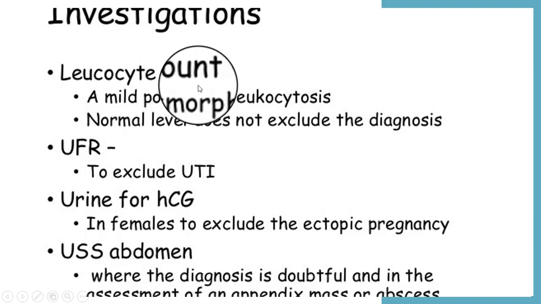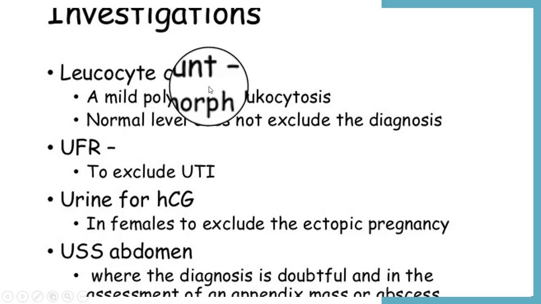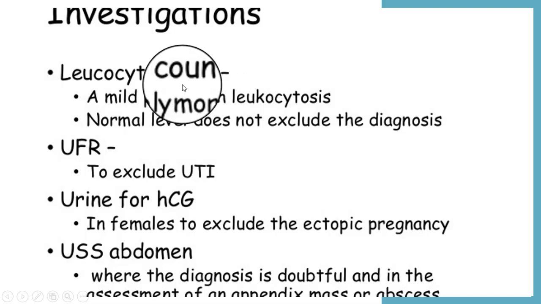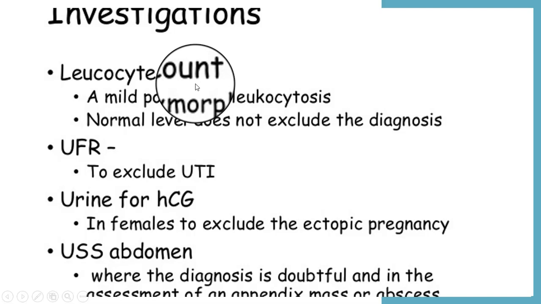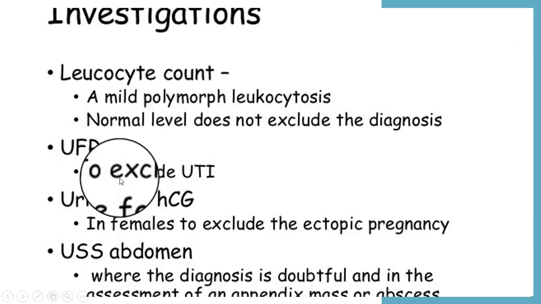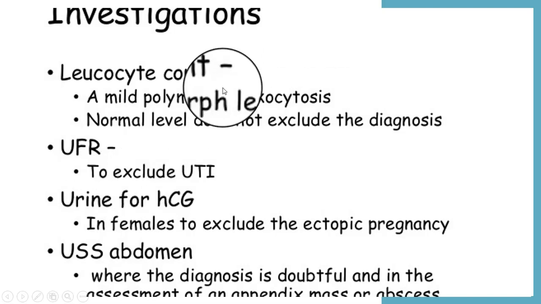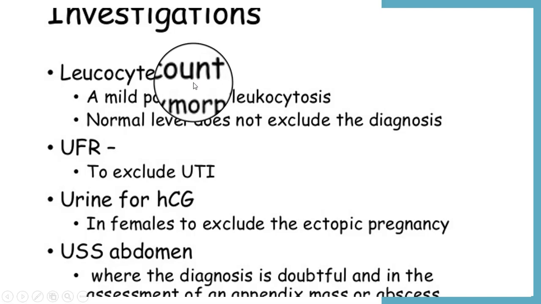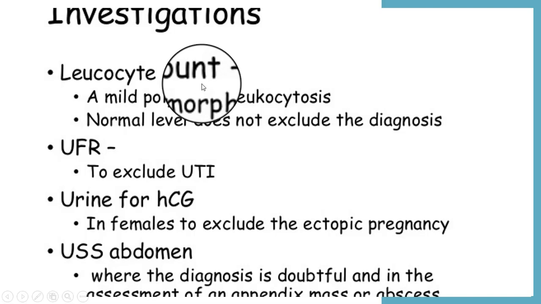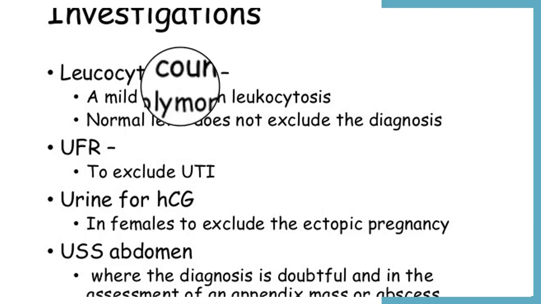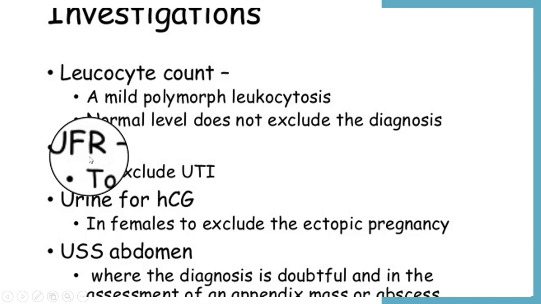Appendicitis is often accompanied by bacterial infections. An infection in your urinary tract or other abdominal organs may also cause symptoms which are similar to those of appendicitis. So this was the first test for appendicitis, that is CBC, complete blood count. Now the second test for appendicitis is urine test or urine analysis.